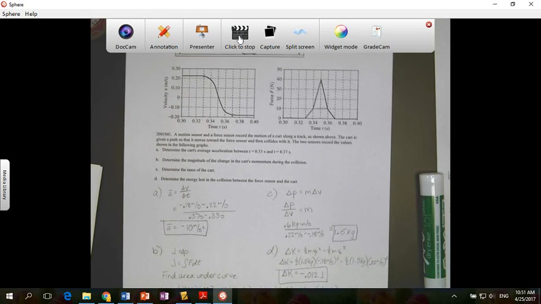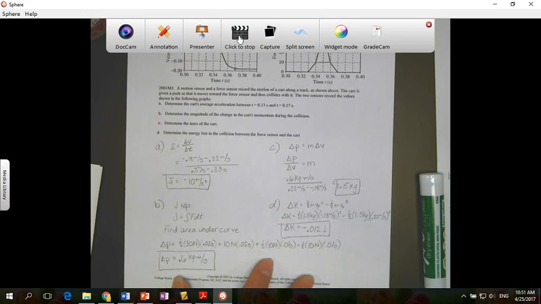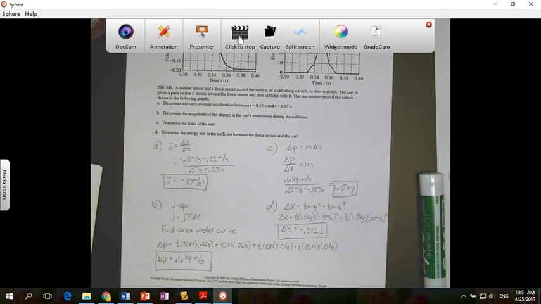For part B, you have to determine the magnitude of the cart's change in momentum during the collision. You had to have some indication that impulse is equal to the change in momentum, or impulse-momentum theorem. So you could have done it more than one method.